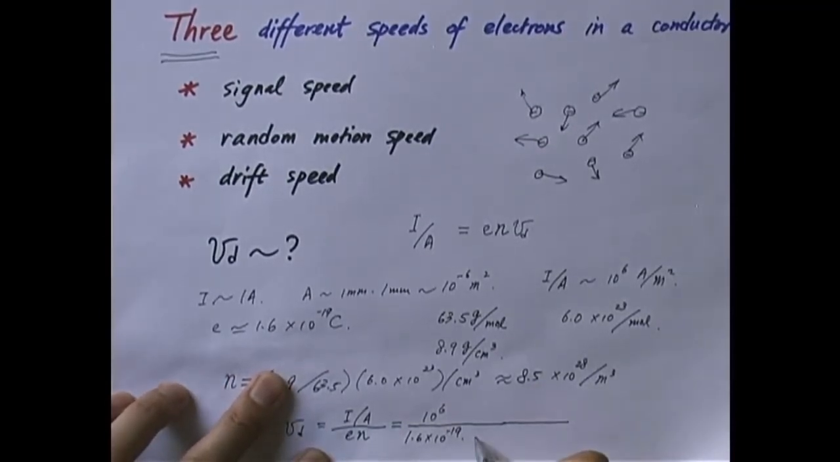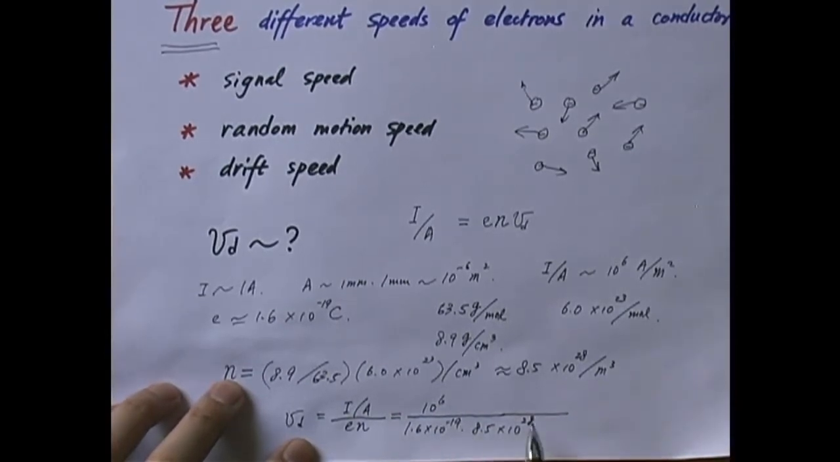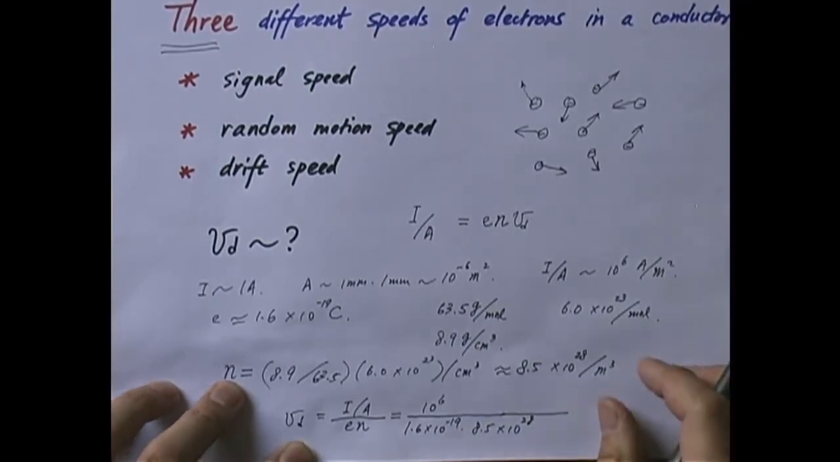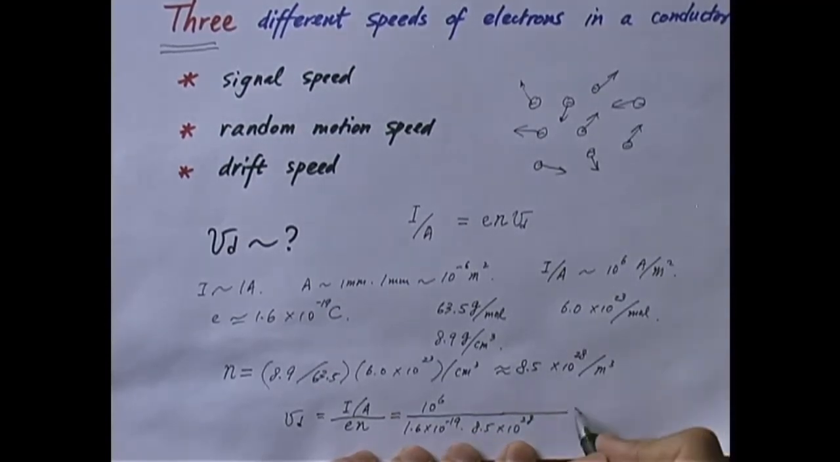N is 8.5 times 10 to the 28. Wow, look at that. Negative 19, positive 28. Now if you move that negative 19 up over, you get positive 20. But here is a negative 28, right? 10 to the negative 28. So overall, if you work this out, you find that you're getting a very small value. VD, if you did this calculation, you find the answer is around 10 to the negative 5 meters per second. Wow.